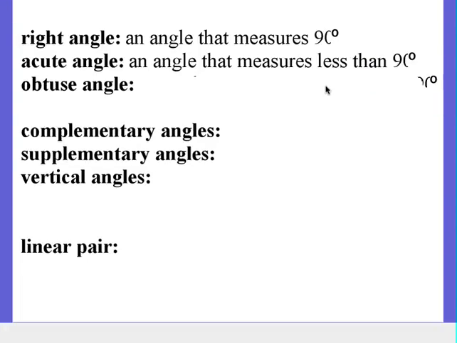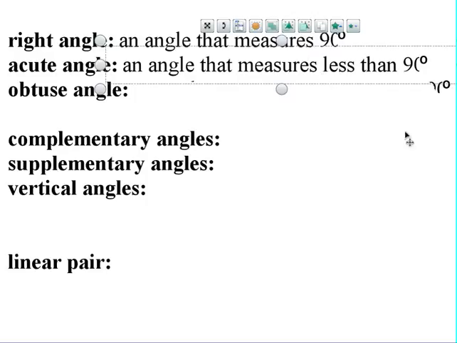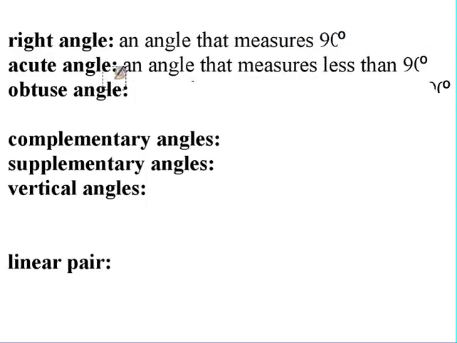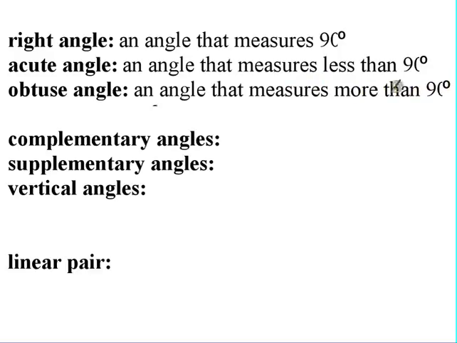Okay, what's an obtuse angle? An angle that measures more than 90, but less than 180. So when you think about obtuse, you think about big. Acute, you think, oh, that's little, that's cute. But obtuse is big.